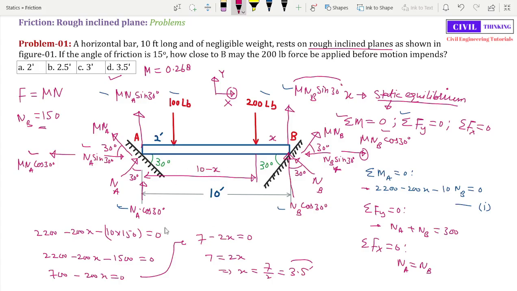So if you have any doubts, please comment. And this is how we solve the rough inclined plane problems.